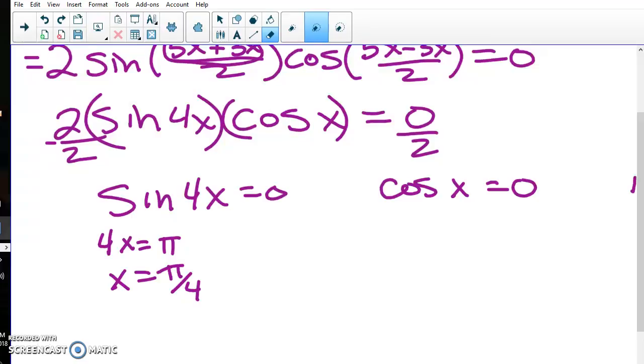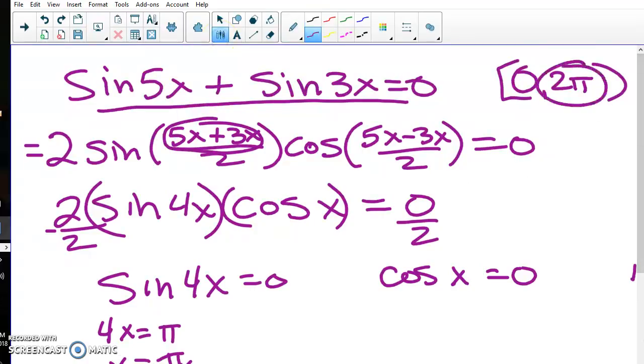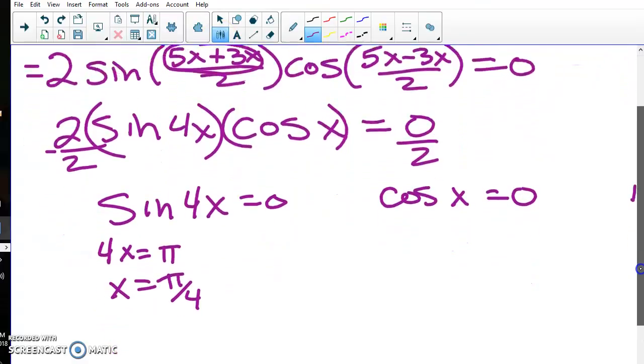So let's go on to solve the other one. Let's see. Sine of x is 0 at 0, pi, and then 2 pi. Did I remember that correctly? Yes. We're not going to include 2 pi. We're going to stop before it. Okay. So here we go.